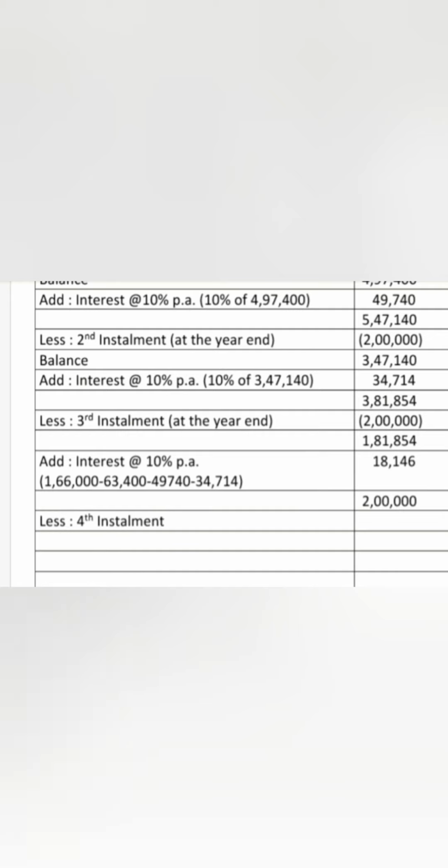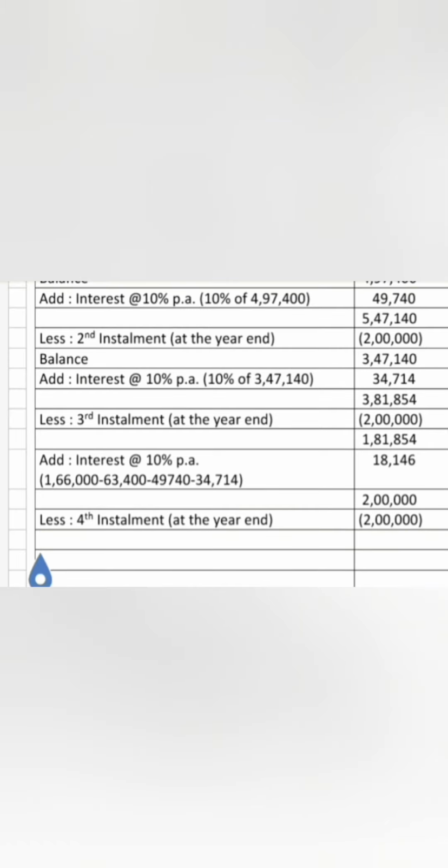Okay, so this is the balance amount. From this we have to less or deduct fourth installment. Fourth installment is again of rupees 2 lakhs only. So this is the important feature of this working note, that finally at the end the balance amount that remains is nil. It should be nil.